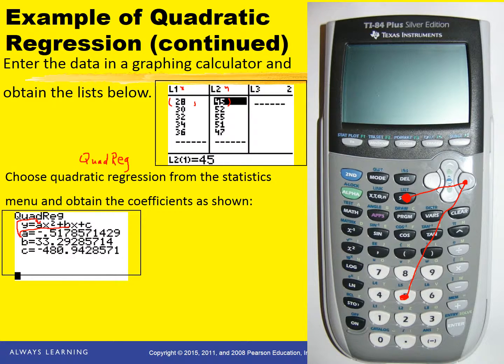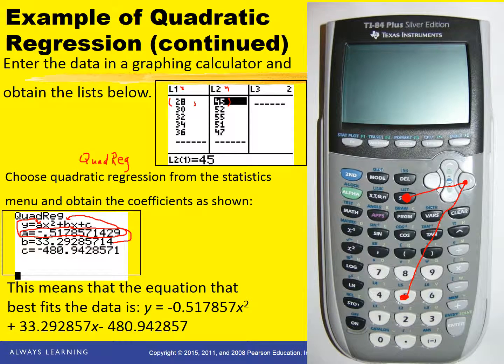The b is the 33.29285714. And that becomes the coefficient of x, so it's going to be substituted into here. And then the c is the constant, the negative 480.942857.1. Make the 3 substitutions, and you get this equation, which is the equation that best fits the data. It's quadratic, but a quadratic model sometimes is best.